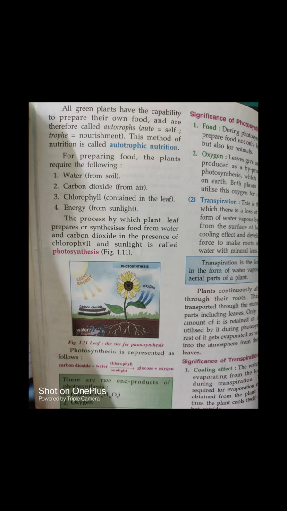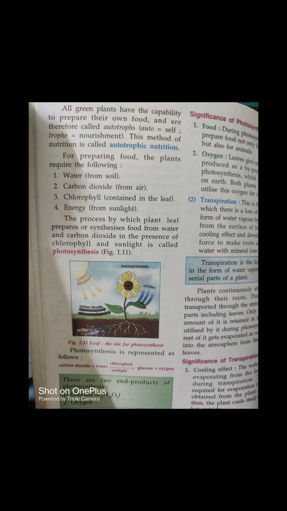For preparing food, the plants require the following: water, which they get from soil by roots, carbon dioxide from air, chlorophyll that is contained in the leaf, and energy from sunlight. The process by which the plant leaf prepares or synthesizes food from water and carbon dioxide in the presence of chlorophyll and sunlight is called photosynthesis.